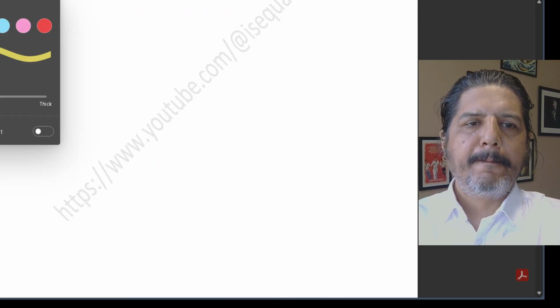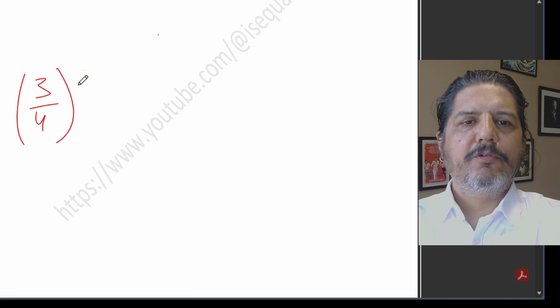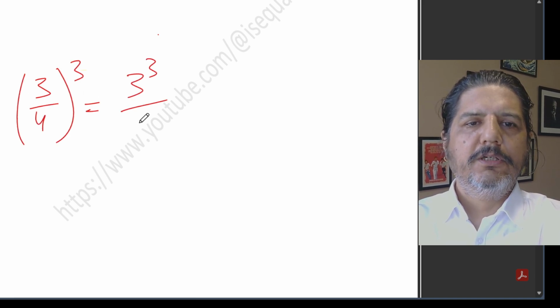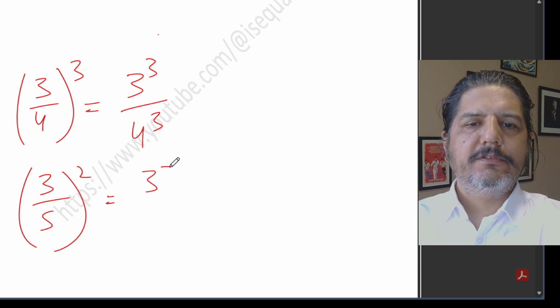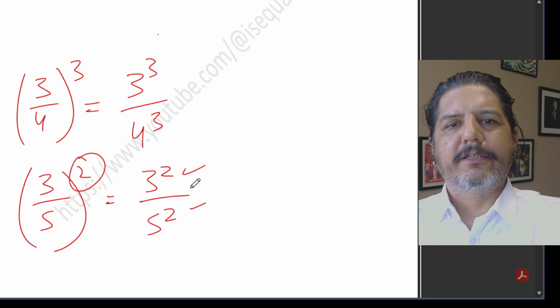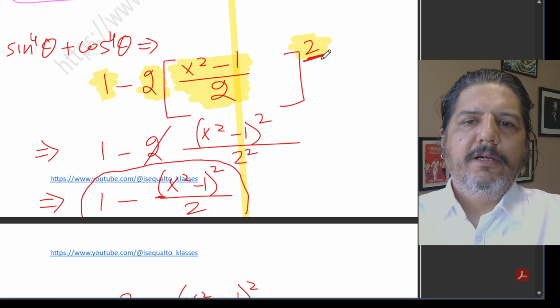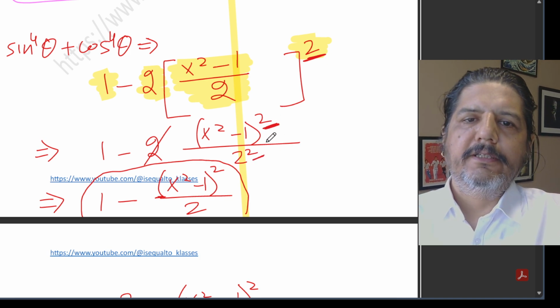See here, one thing that you need to understand, if I have something like this, that 3 upon 4 whole cube, this can be written as 3 cube upon 4 cube. If I have an expression like this, it can be written as 3 square upon 5 square. So this square can be broken into numerator and denominator. So I use this square here and then I used it here.